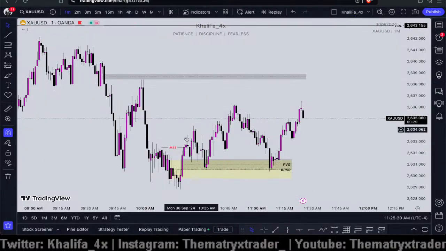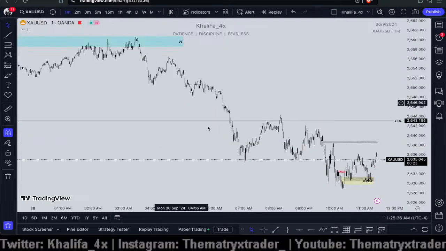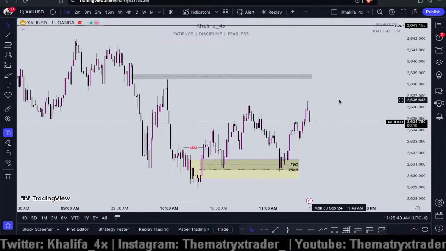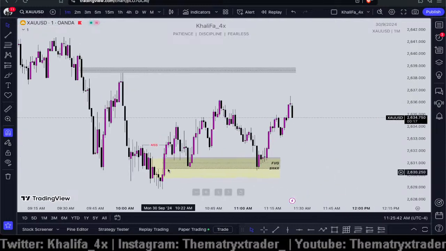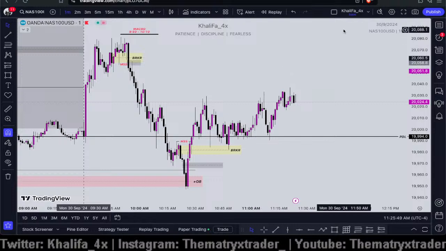Now why is gold doing this kind of move? Just because it has already taken so much of a move already. So now it has to consolidate a bit. This is the only reason why it just keeps jumping from this fair value gap and breaker. This is the only reason.